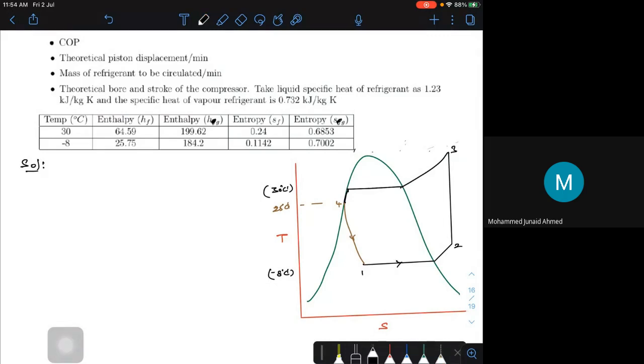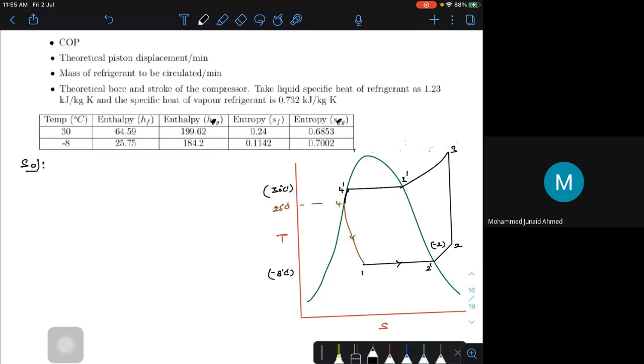So this is your TS diagram. If this is minus 8 degrees, this is minus 2 degrees. If this is 30 degrees, I'll call this 4 dash, this 3 dash, and this 2 dash, just representing that. The process is between 1 to 2, 2 to 3, 3 to 4, 4 to 1. In this particular problem, I do have both subcooling as well as superheating, which is an advantage of increasing your refrigerating effect. So my COP will automatically increase.